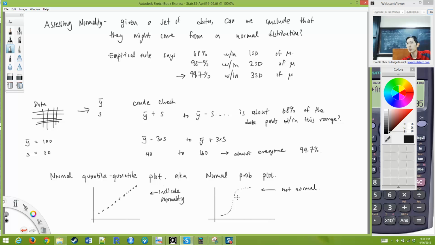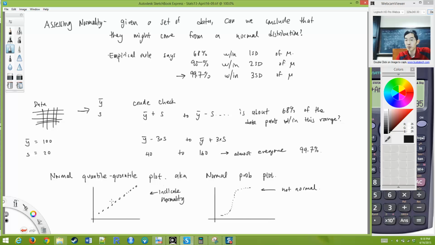At this point, this is a good rough check, and then if you want to get a little fancier, you can do normal probability plots, and your book just talks briefly about those. Okay, and I think that's okay.